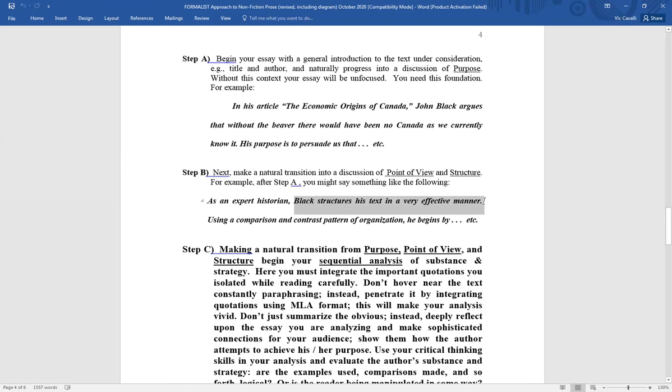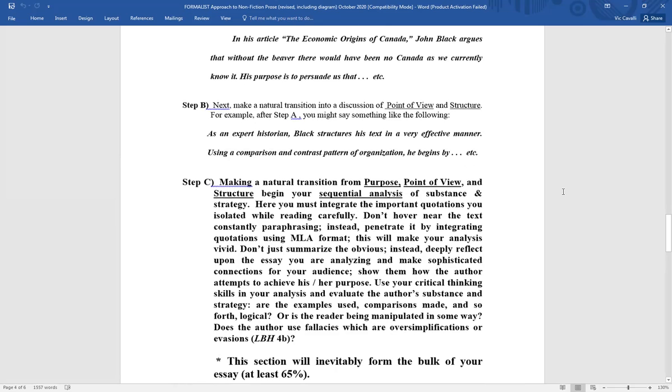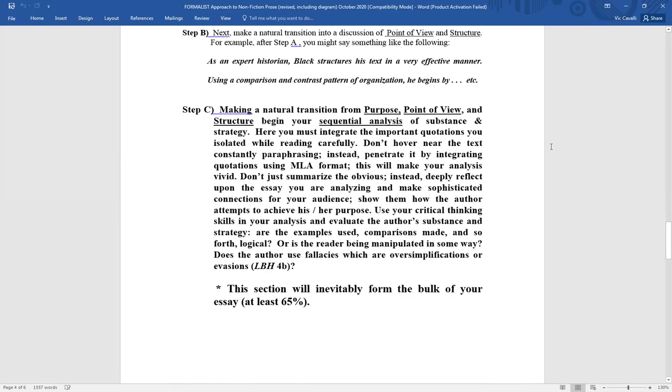But what does that mean specifically, very effective? We need to be specific, so we're going to clarify. Using a comparison and contrast pattern of organization, he begins by, and then we quickly describe what that structure looks like. So there we've got purpose, point of view, and structure in a very concise intro, as you can see on your screen, about 4 sentences. That's it. Now comes the natural transition. Now comes the bulk of your essay.